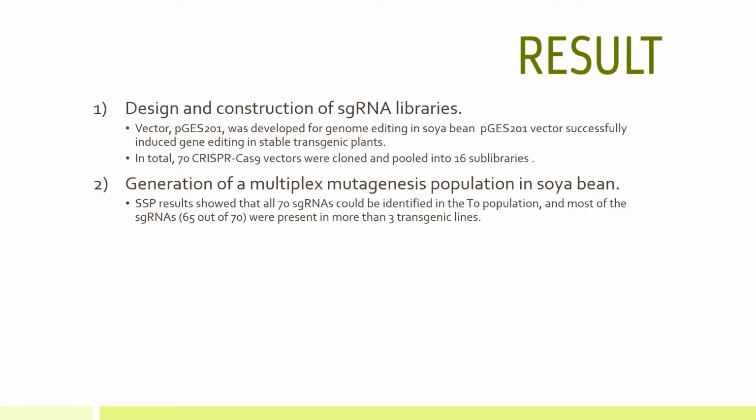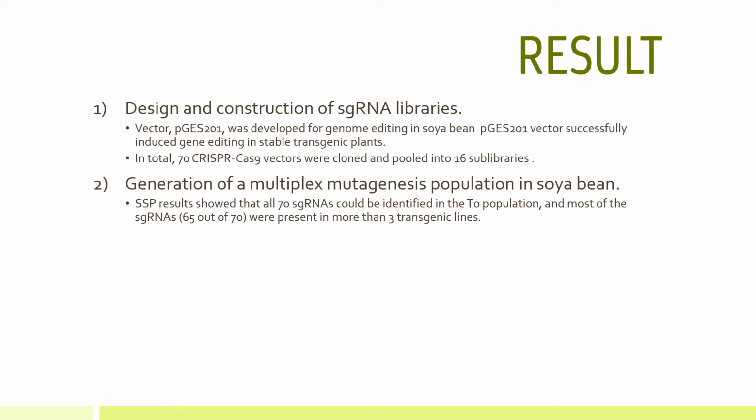Okay, for the result, first, design and construction of the sgRNA libraries. A new CRISPR-Cas9 vector, which is the pGES201, was developed for genome editing in soybean. In this vector, BASTA was used as the transformation selection marker, and the vector successfully induced gene editing in stable transgenic plants. In order to generate a full CRISPR-Cas9 library, 70 CRISPR-Cas9 vectors were cloned and pooled into 16 sub-libraries.